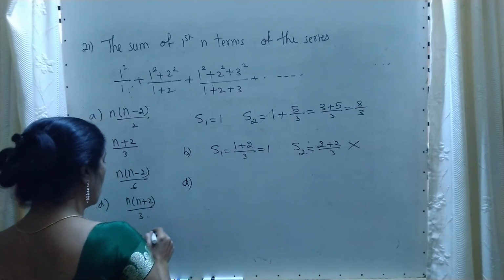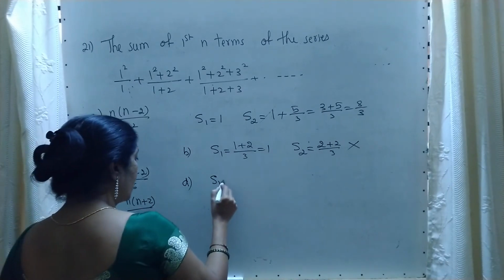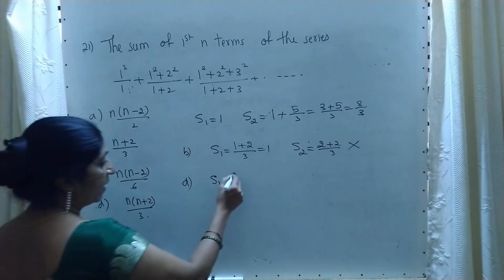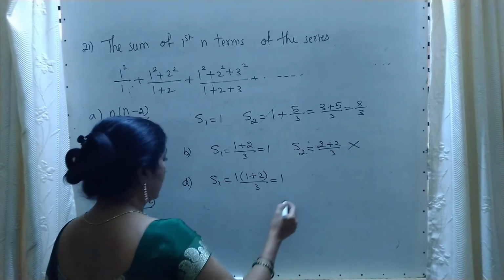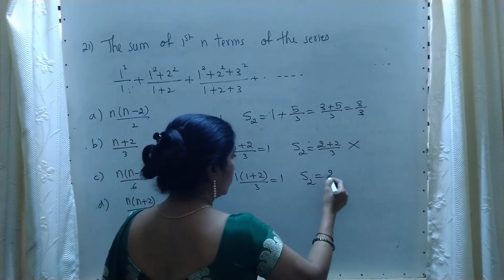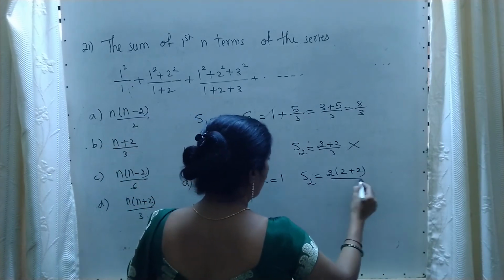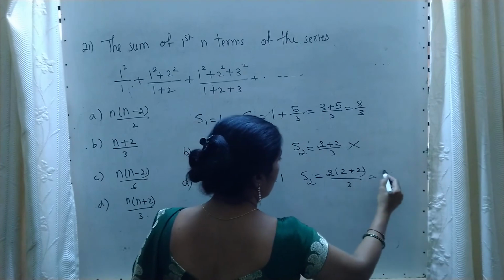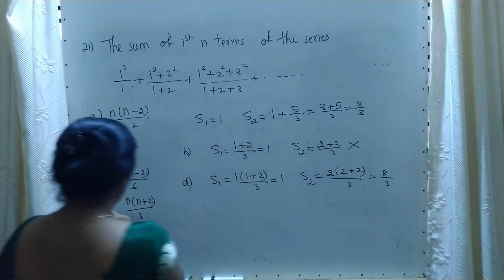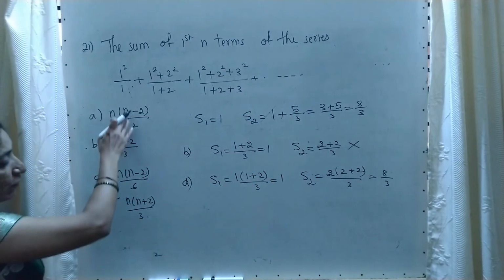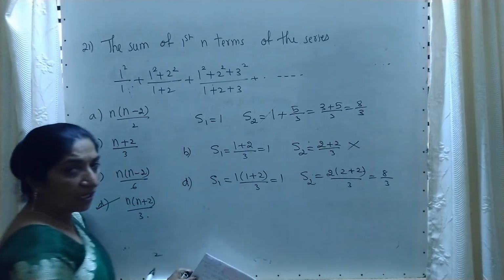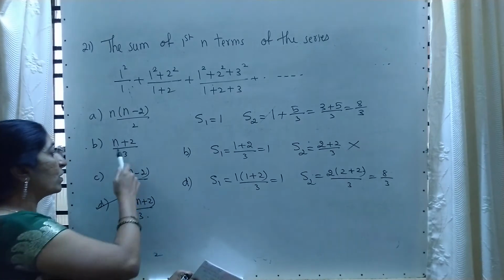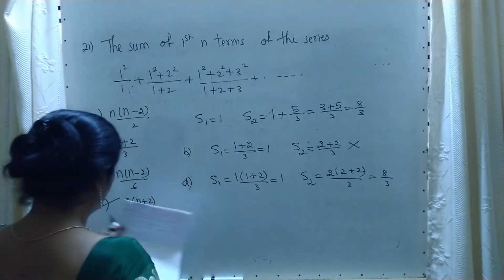Now we are moving to D. S1 is what? In place of n we are writing 1. 3 divided by 3, 1. S2: 2 into 2 plus 2 divided by 3, 4 to the 8, 8 divided by 3. So the answer is D. I am not trying for all. Why? Because we know that we require the denominator 3. So first, that's why I am trying the second and fourth one.